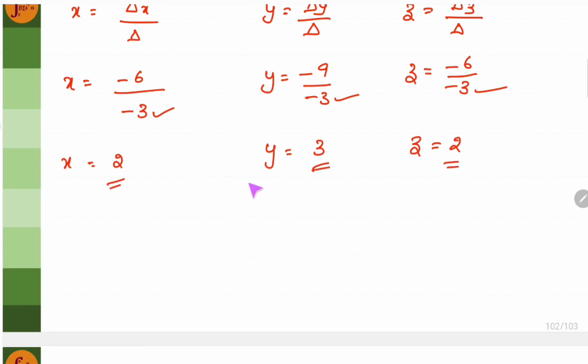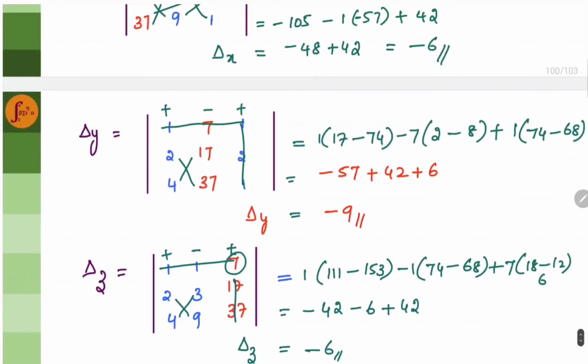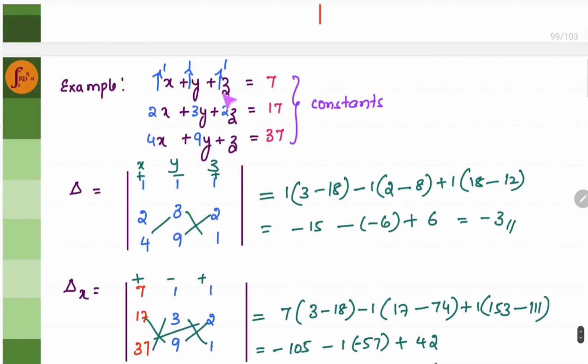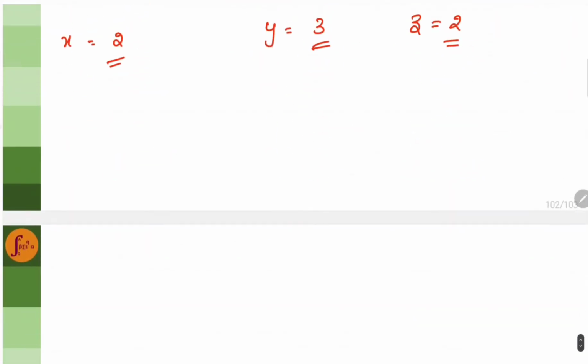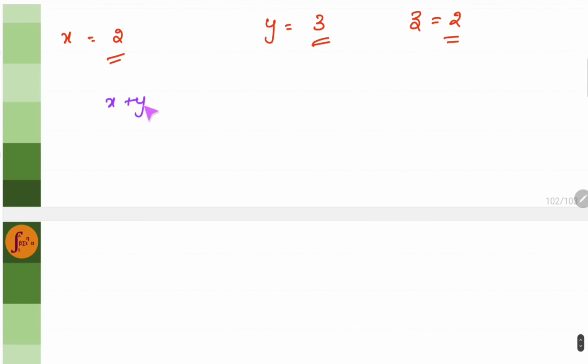Now we can verify if this is right or wrong. Let's take one equation. What was the equation? x plus y plus z is equal to 7. That is the first equation, right? Let's verify. We'll substitute: 2 plus 3 plus 2 is equal to 7. 2 plus 3 is 5, plus 2 is 7. So this proves that whatever values we have got are correct.